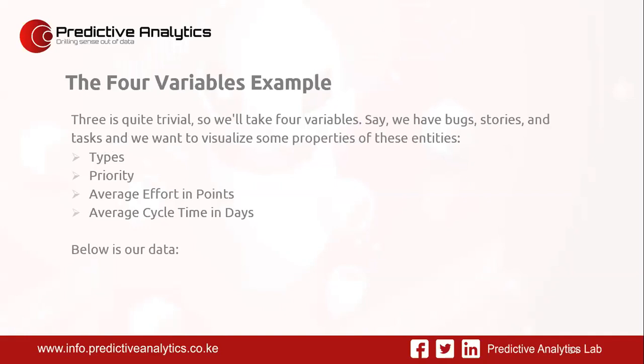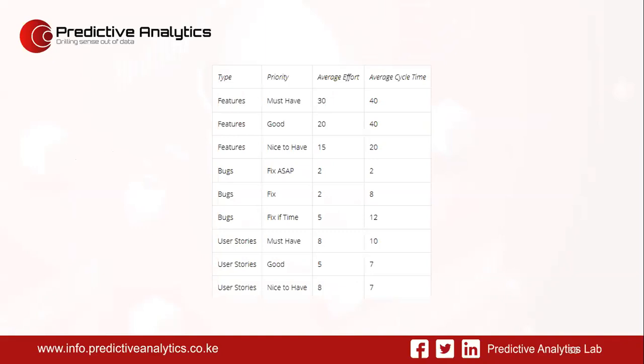So let's look at the 4 variables example. 3 is trivial, we'll check 4. Say for example, we have bugs, stories, and tasks, and we want to visualize some properties of these entities. So we have types, priority, average effort in points, average cycle time in days. Below is our data. Take a few seconds to look at this table here.